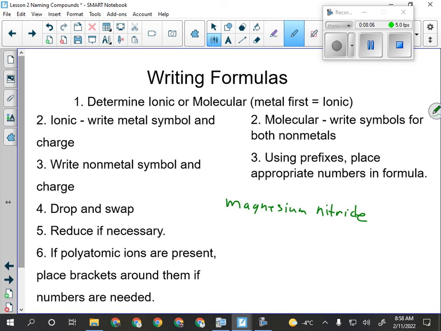Write the metal's symbol and charge. All right, the symbol for magnesium is Mg and its charge is 2+. Write the non-metal symbol and charge. Okay, nitrogen is N and its charge is -3. Okay, drop and swap. All right, so what that means is take this number, drop it, and swap it. So the 3 will go on the magnesium, the 2 will drop and swap and go on the nitrogen. Mg3N2. Okay, step 5, reduce if necessary. Can't. If polyatomic ions, don't have any. Right, I don't have to do the last 2 steps. Everybody all right with that?